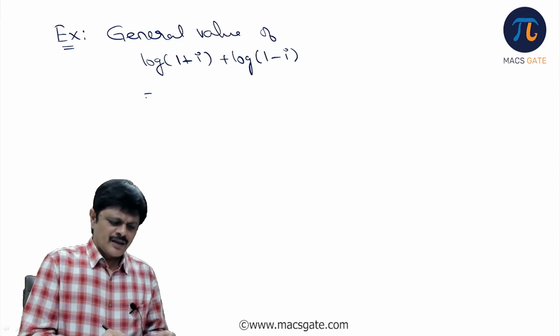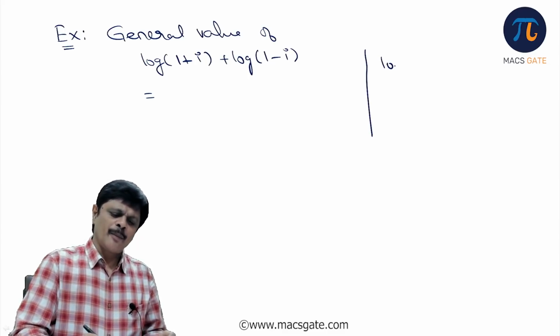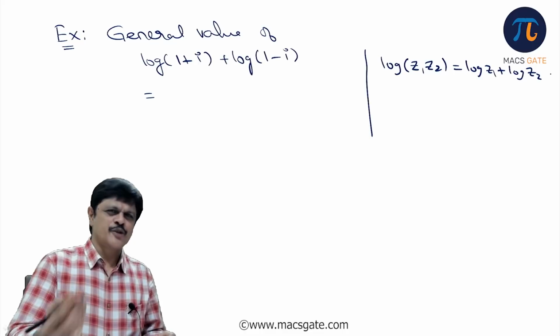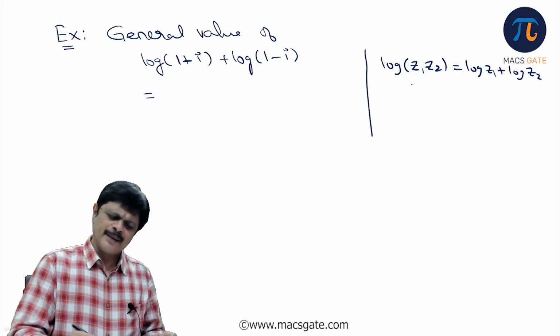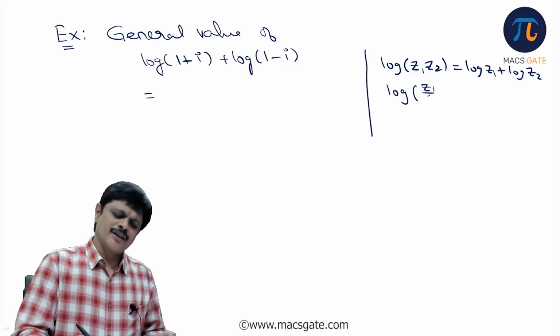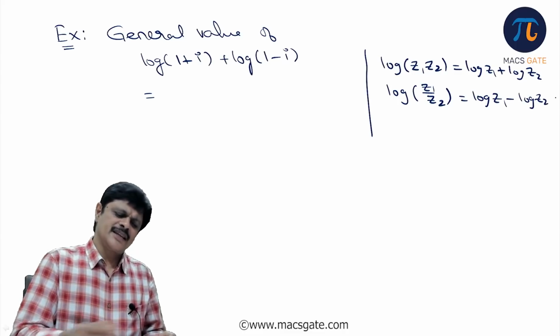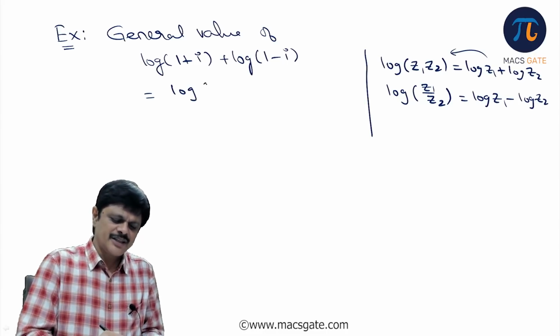Okay, this is a question: log(1 plus i) plus log(1 minus i). Actually, for logarithm, the same properties hold, like log z1 z2 is log z1 plus log z2, and log z1 by z2 is log z1 minus log z2. These are valid as for real numbers. So log z1 plus log z2, in reverse, is nothing but log z1 z2, that is, 1 plus i into 1 minus i.